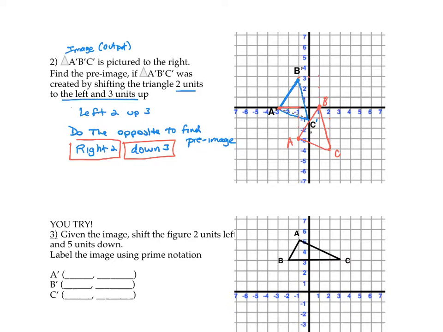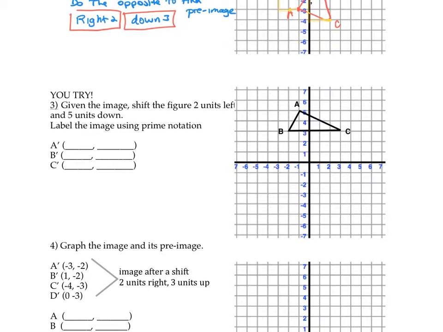If we now follow what it said originally, if we go 2 units to the left and 3 up, then we should end up on our A prime, B prime, C prime, or the image. So left 2, up 3, left 2, up 3, left 2, up 3, and you see that it works. Okay, so remember, if you're trying to find the pre-image and you're given the image, you have to work backwards.